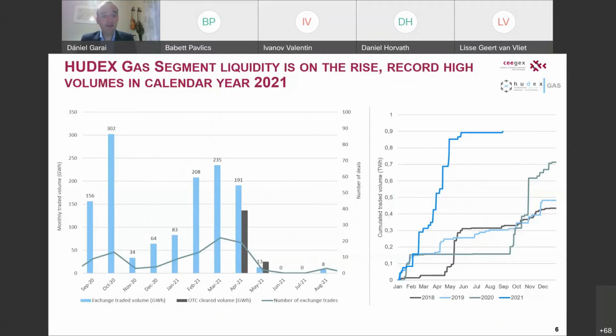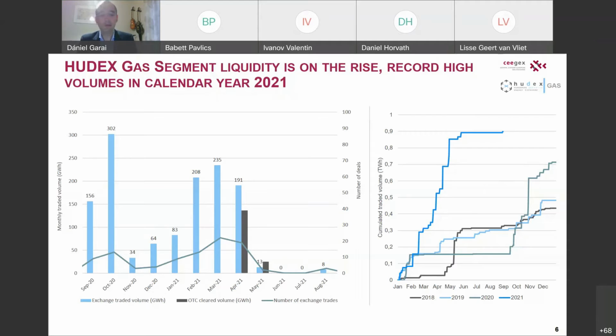On the HUDEX volumes, the HUDEX gas segment liquidity is on the rise. We even recorded record high volumes this year, and basically started from last year September. The volumes became, I would say, pretty solid, or at least visible compared to what we had before. But there is still high room for improvement on HUDEX, but we are very optimistic and think that the regional changes in the gas industry can result in a significant volume boost on HUDEX as well.